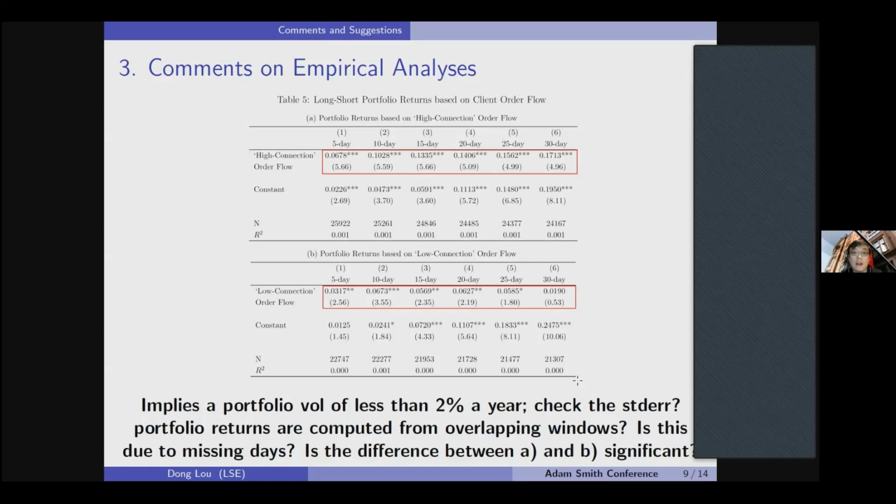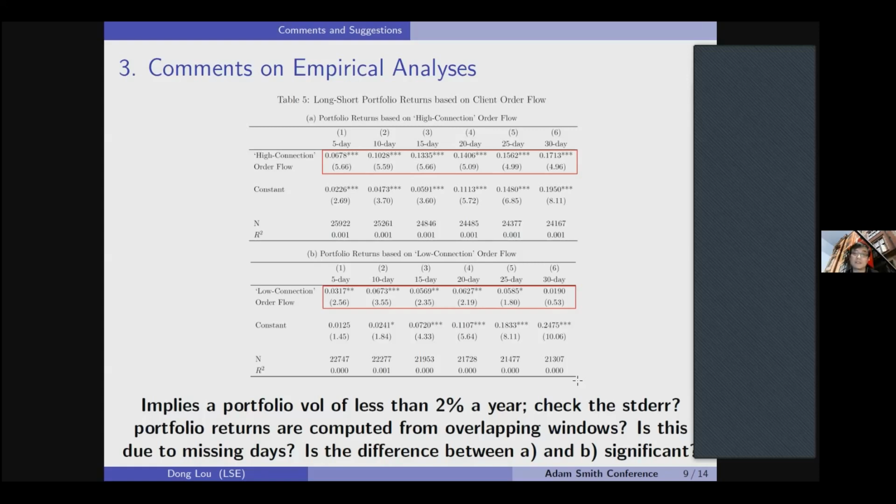Now, you get about 7 basis points in the next 5 days, 10 basis points in the next 10 days. What's striking is the t-stats, right? The t-stat is about 5.6. Now remember, you have a sample period of 6 years. Right, so just some very simple calculation.